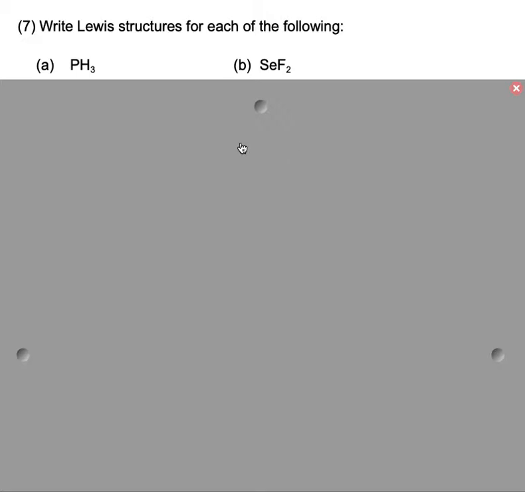PH3, phosphine. Oh, did you know that phosphine is the molecule that was just discovered in the atmosphere of Venus, and they think that that might be a sign of some sort of life on Venus, which is really amazing.